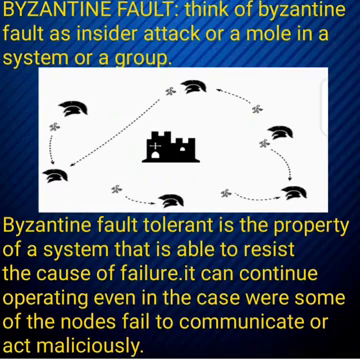So Byzantine fault tolerance is the property of a system that is able to resist the cause of failure. Like in the case of blockchain, this has to do with the nodes. The nodes have to get to a consensus to avoid failure. So Byzantine fault tolerance is the property of a system that is able to resist the cause of failure. It can continue operating even in the case where some of the nodes fail to communicate or act maliciously.